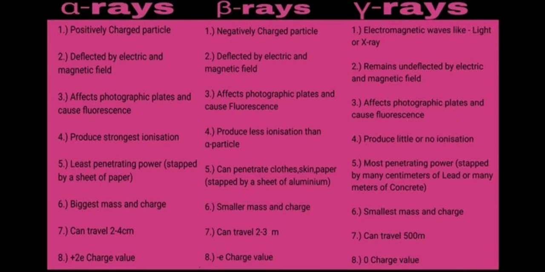So here we have some similarities and the differences between the alpha, beta and the gamma rays. So just go through them and make a table comparing all the rays, alpha, beta and gamma rays.